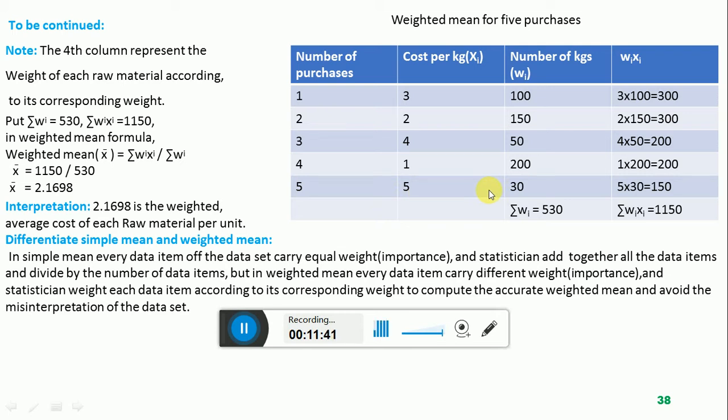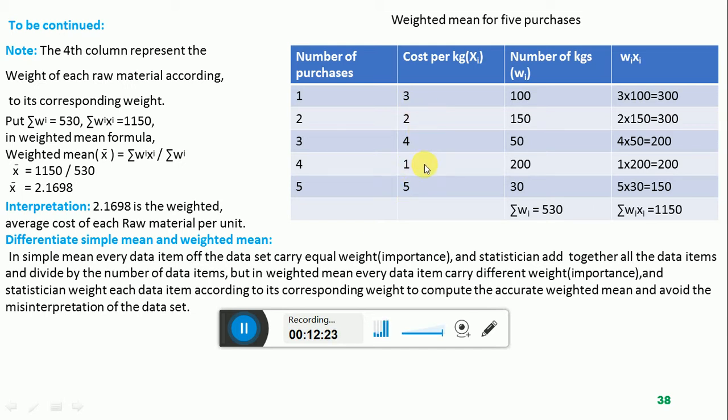So in this type of example, where each data item carries a different weight, the statistician cannot use the simple mean, because in the simple mean we just add together all the available data items and divide by the number of data items. For example, in this case, if we use the simple mean, the average will be overestimated. We add together the 5 different prices per kg of the 5 raw materials and divide by 5. So 3 plus 2 is 5, plus 4 is 9, plus 1 is 10, plus 5 is 15.